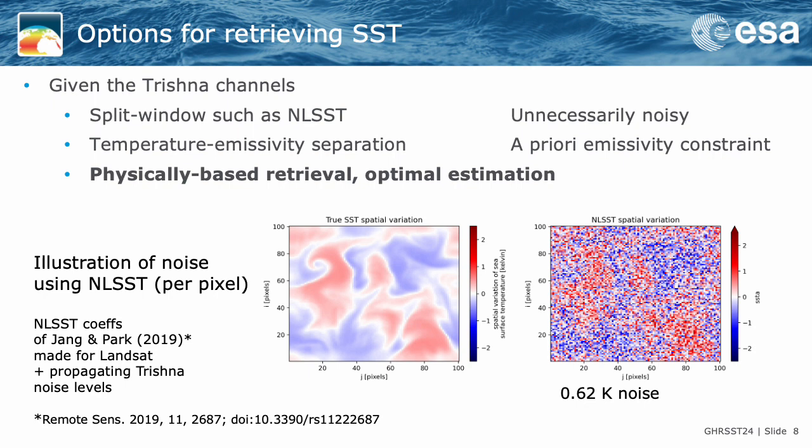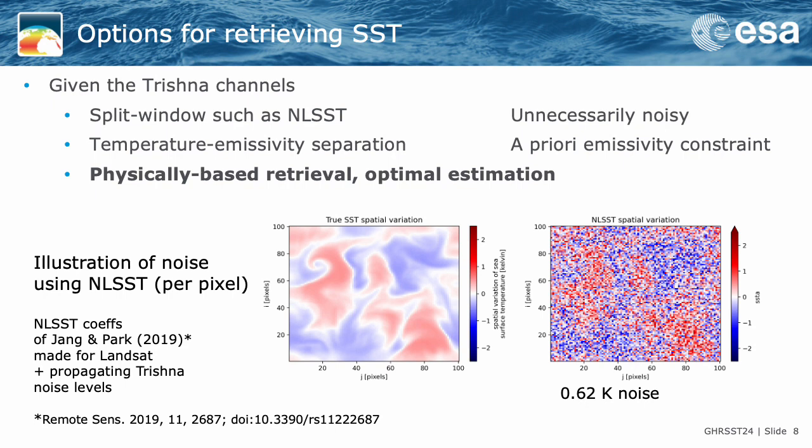Thinking about what options we have for retrieving SST from an instrument like Trishna, because there are split window channels, we could do a traditional coefficient-based retrieval such as the NLSST, but in my opinion that will prove to be unnecessarily noisy. And just to show you the level of noise we get from NLSST, that's illustrated in the pictures below with a true spatial variation and what NLSST noise would do to the retrieval across that scene.